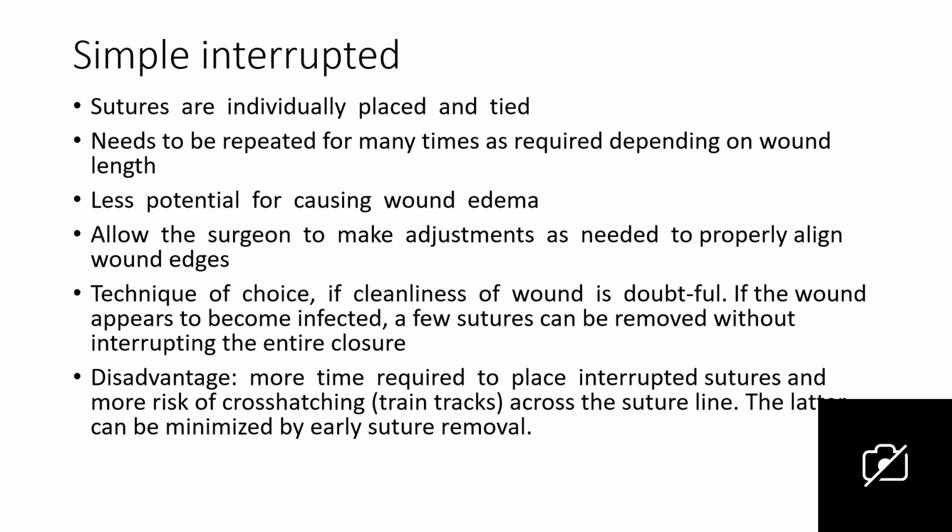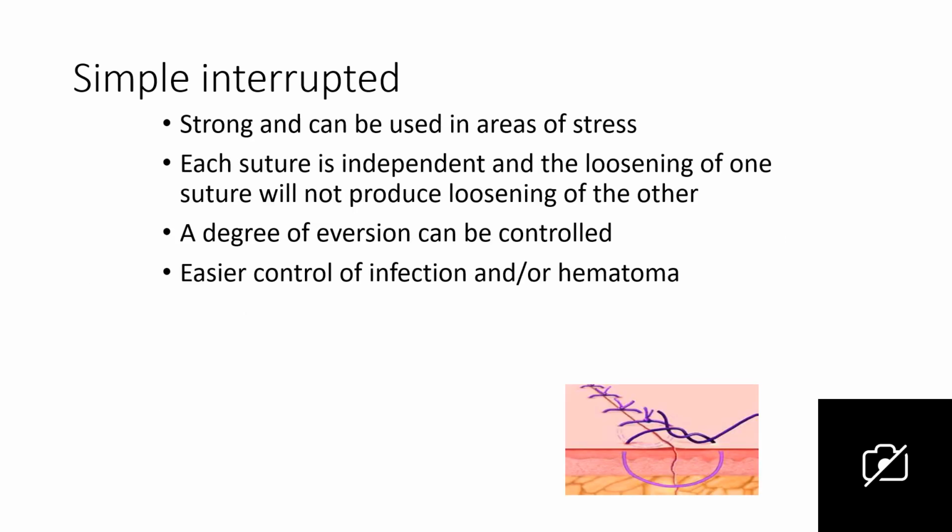Disadvantage: more time is required to place the interrupted sutures, and there is more risk of cross-hatching, or train tracks, across the suture line. The latter can be minimized by early suture removal. Simple interrupted sutures are strong and can be used in areas of stress. Each suture is independent, and the loosening of one suture will not cause loosening of the others. The degree of eversion can be controlled, with easier control of infection and of hematoma.